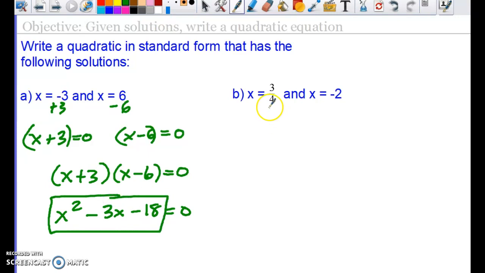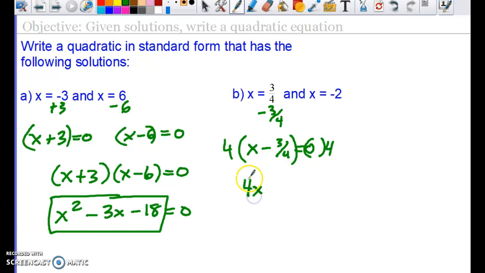Do the same thing on the other side. Now this one's tricky. It's just a fraction though, so don't be afraid. Minus 3/4. So I have x minus 3 over 4 equals 0. If you don't like fractions, just multiply by the denominator of the fraction on both sides. You'll see that it doesn't change the right side. The left side would have been 4x minus 3, because I would have distributed the 4 to both of those terms, equals 0. And that's one of the factors. And the other one would have been x plus 2, it looks like, equals 0.